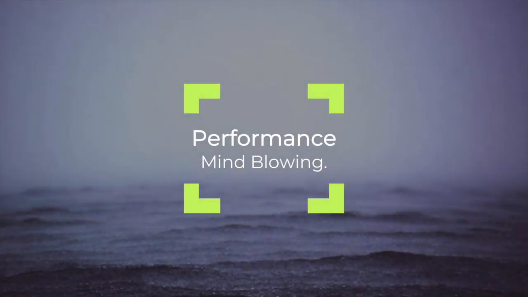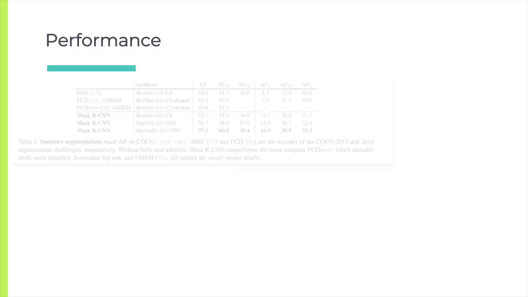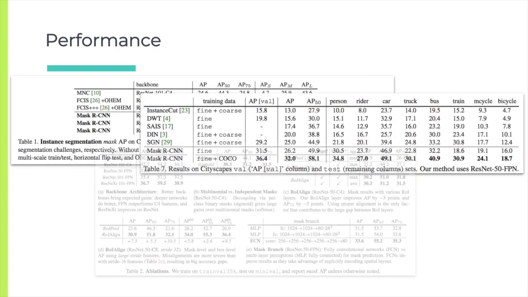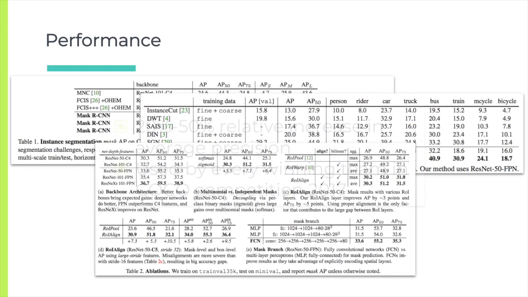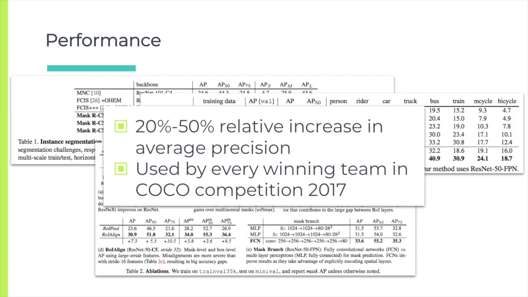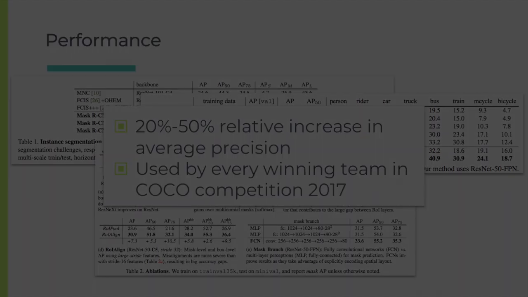Mask RCNN shows significant improvements compared to the previous winners of the COCO 2015 and 2016 competitions, with relative increases in average precision ranging from 20% to 50% under some contexts. It was used by all 3 winning teams at the 2017 COCO Instance Segmentation Competition, which is the year it was published, and all had significantly outperformed the previous state of the art.